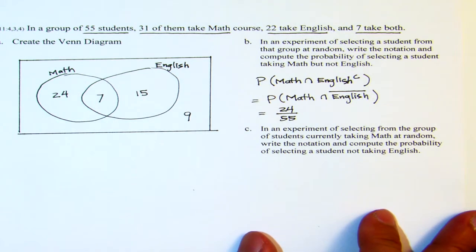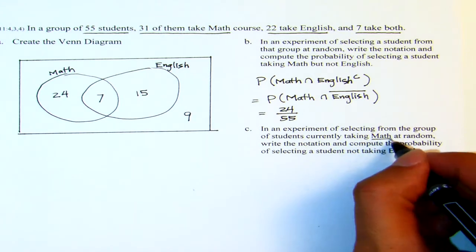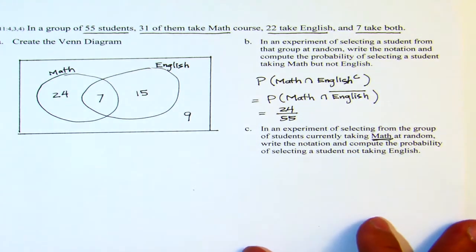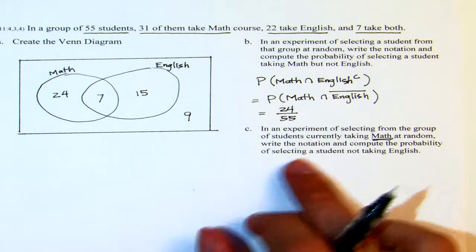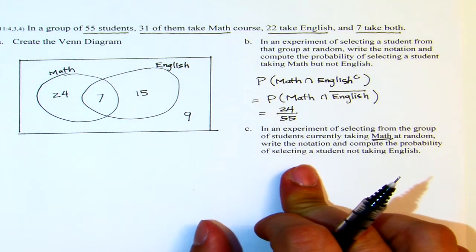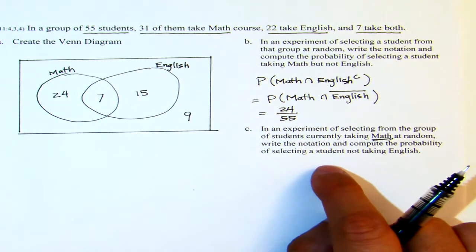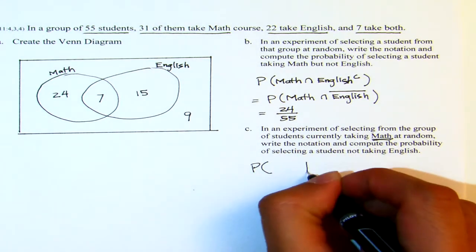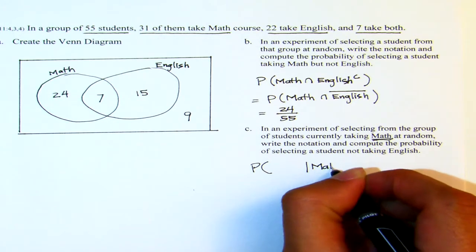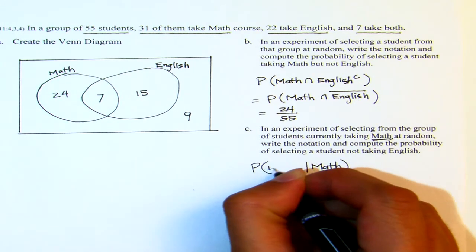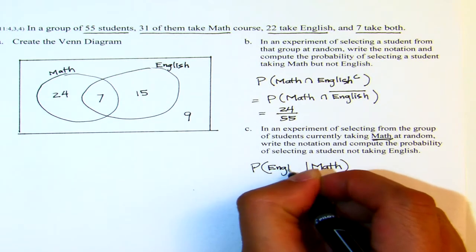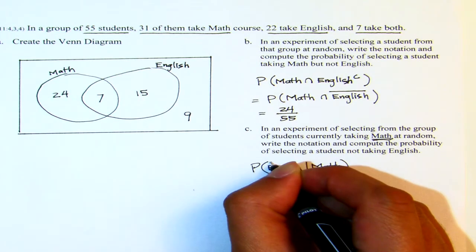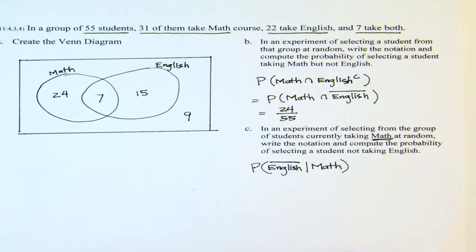Now, in part C, in an experiment of selecting at random from the group of students currently taking math, so the conditional here, of those students taking math, write the notation and compute the probability of selecting a student not taking English. The notation will be, given that that person is taking math, what is the probability that that person is not taking English? This will be the notation.